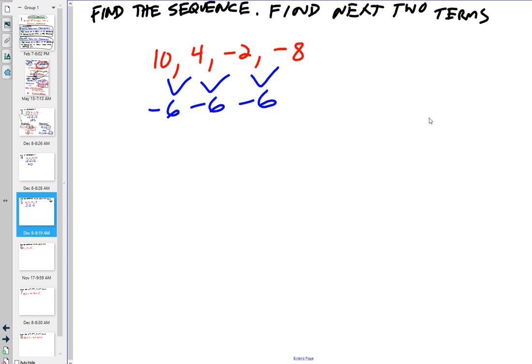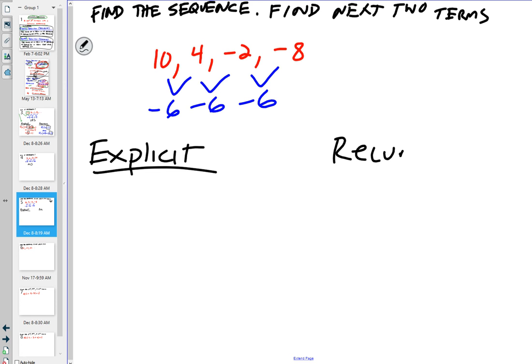I'm not being asked if this is arithmetic. I'm already assuming that it was. I just confirmed it. So now, Frank, let's define this explicitly and recursively.